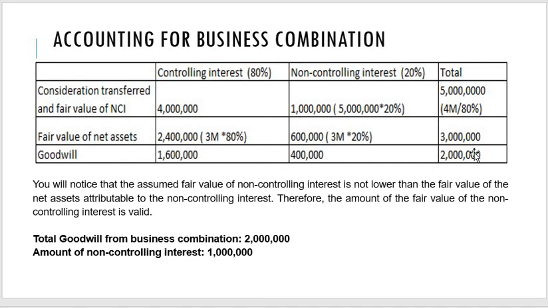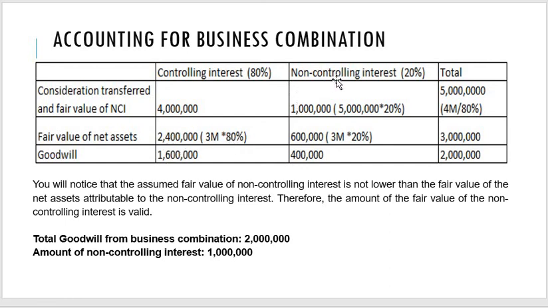Okay? So the 2 million goodwill, since under full basis or fair value option, right, the non-controlling interest has a share in the goodwill. So, how much is the share of the NCI and the controlling interest in the goodwill? The share of the controlling interest in goodwill is the consideration transferred, which is 4 million, less 80% of the fair value of your net assets, which is 1.6 million.